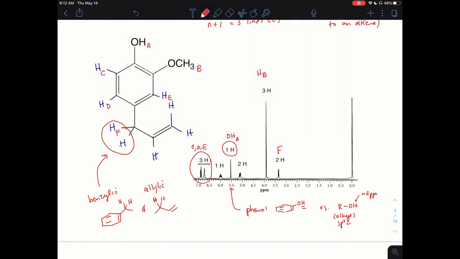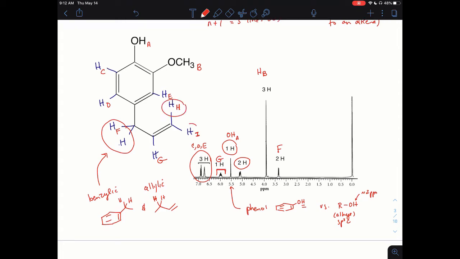So our last peaks are this one and this one. So let's do the 1H first. So this 1H here, that is Hg. And the 2H, this is overlapping peaks. So we're going to call this, you're going to love it, HH and HI. HH here and HI, they are technically diastereotopic. So they should have different signals. Do the substitution test. They are not chemically equivalent.